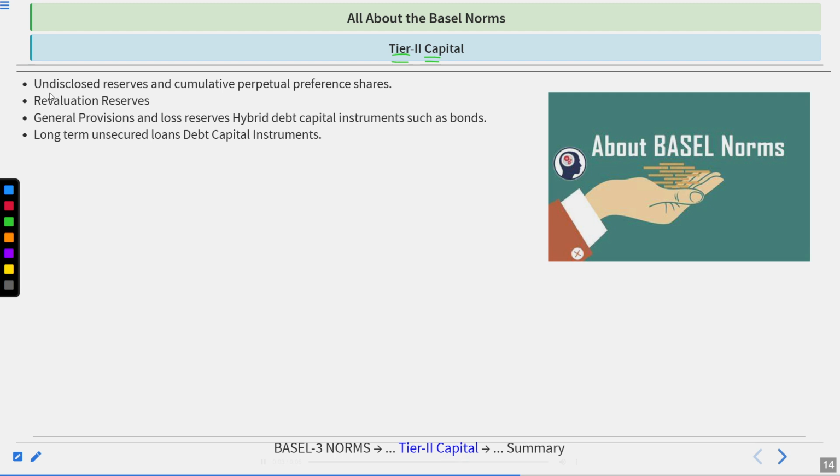Tier 2 capital: undisclosed reserves and cumulative perpetual preference shares, revaluation reserves, general provisions and loss reserves, hybrid debt capital instruments such as bonds, long-term unsecured loans, and debt capital instruments.